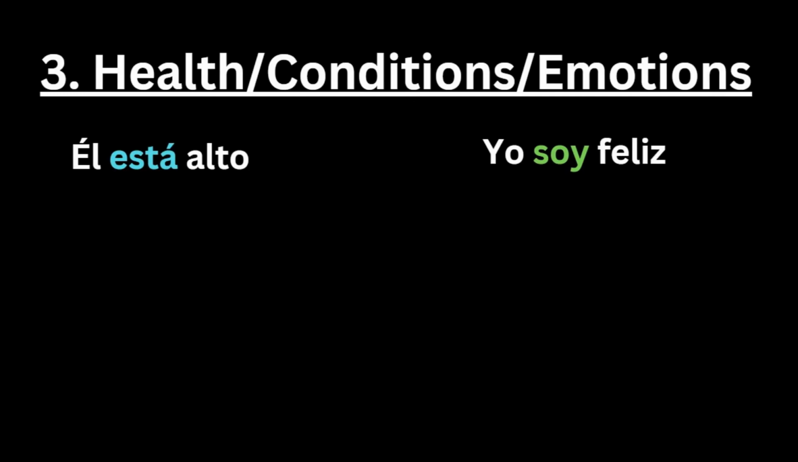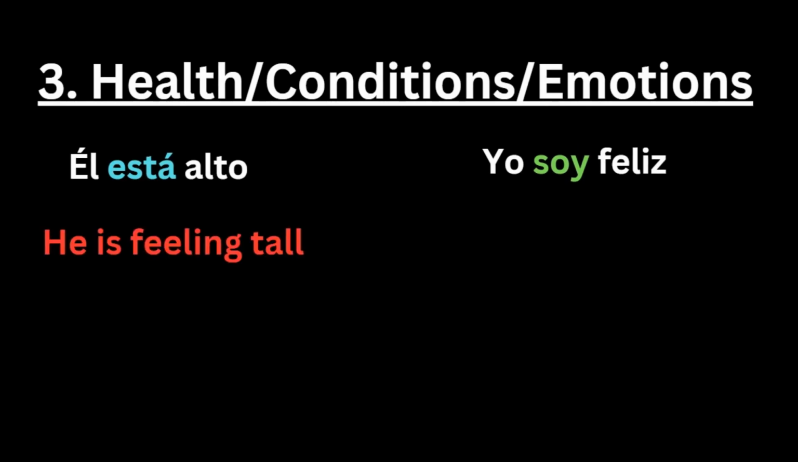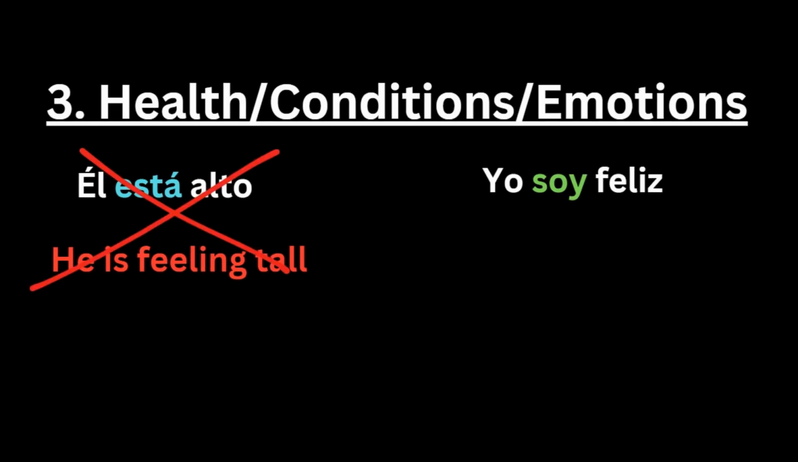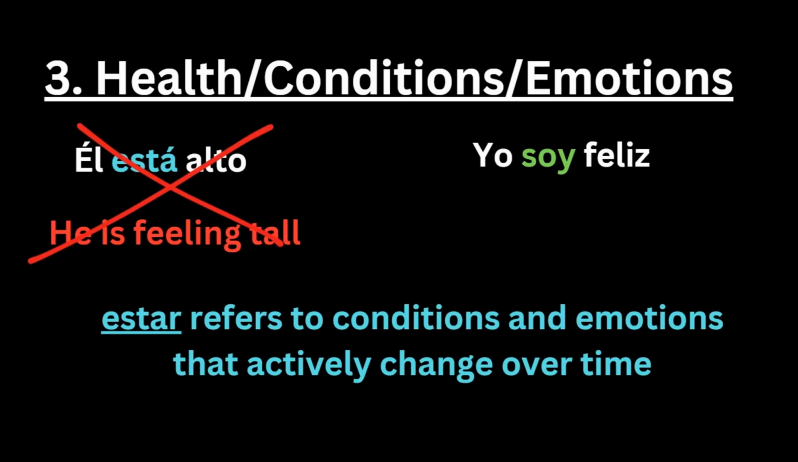By saying él está alto, you're basically saying that he is feeling tall rather than him factually being tall, which would be an incorrect use of the verb estar because the verb estar refers to conditions and emotions that actively change over time. Alto means tall and masculine, which is an adjective that refers to a physical and factual trait about oneself rather than a feeling.